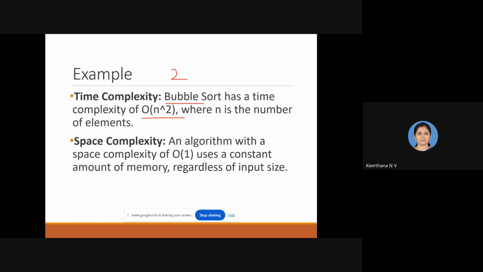The second thing is space complexity. For the same bubble sort, the space complexity is order of one. It means that I am running my program only once, and only one time it is consuming my space. That's why the order of one.